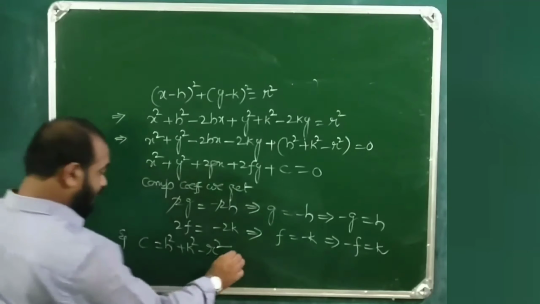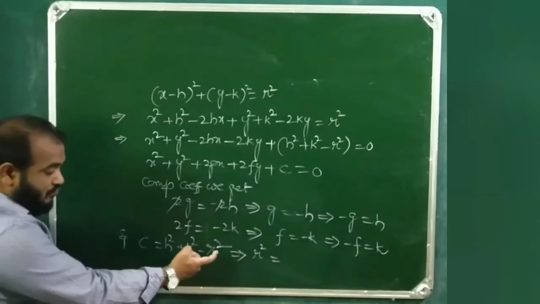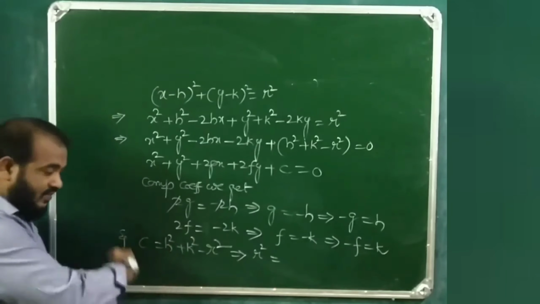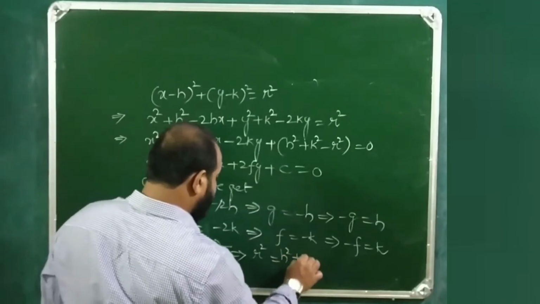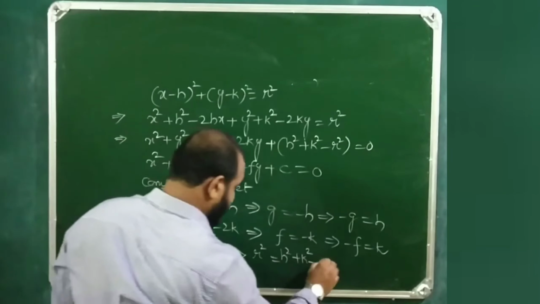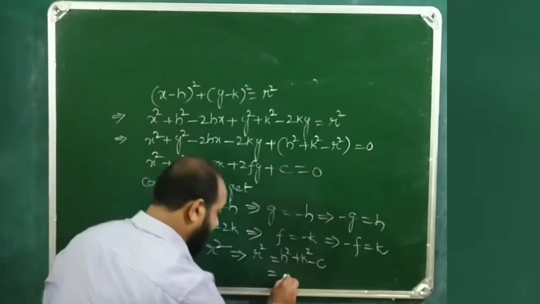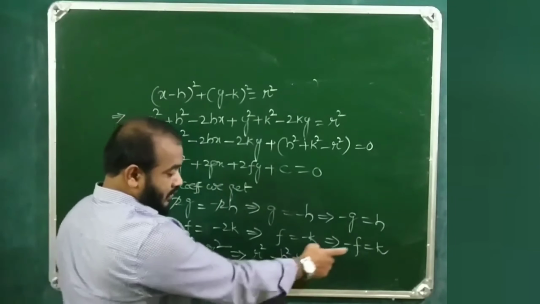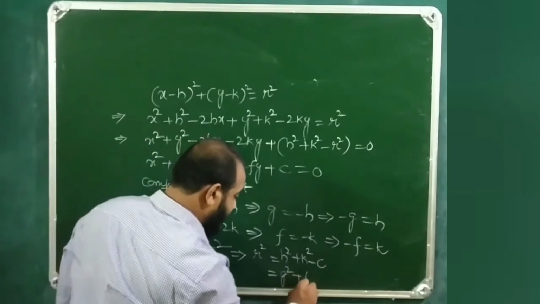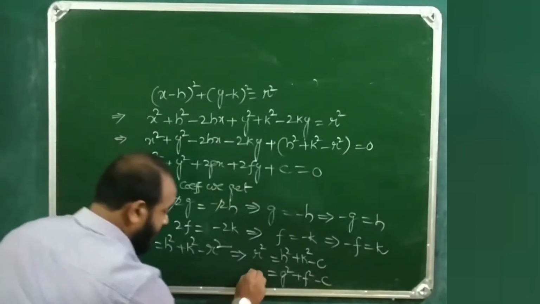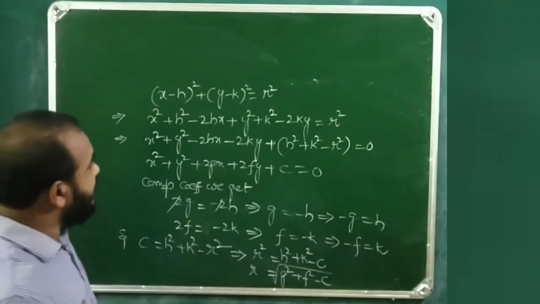So from this, if you transpose the minus r square onto the other side, r square is equal to h square plus k square minus c. So what is h? h is equal to minus g, whole square, this is plus g square. k is equal to minus f, so minus f whole square is plus f square, minus c. r square is equal to this. Therefore, r is equal to square root of g square plus f square minus c.